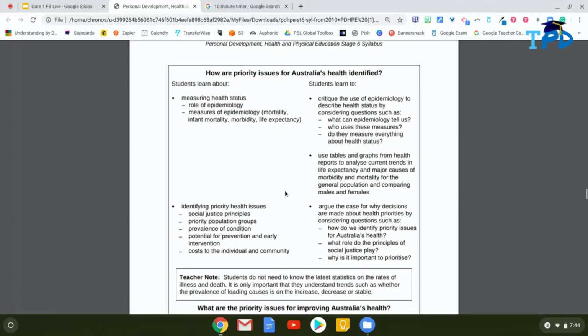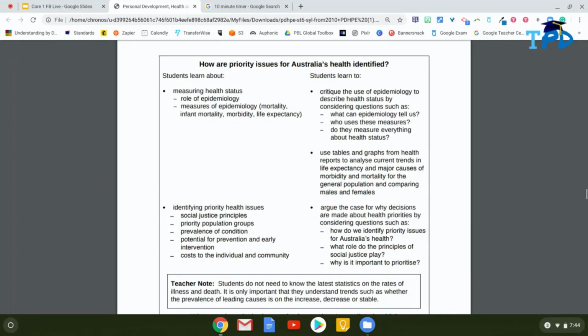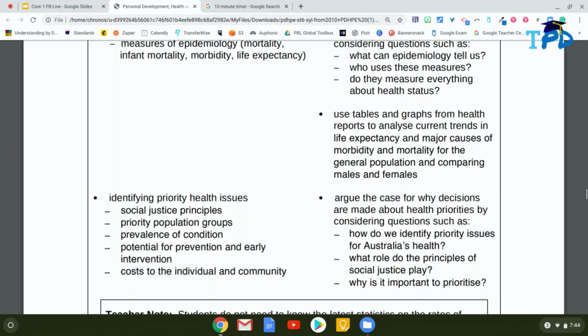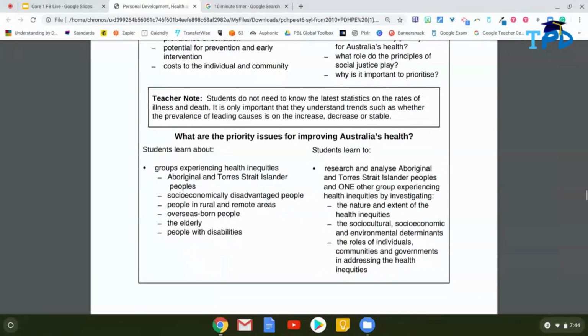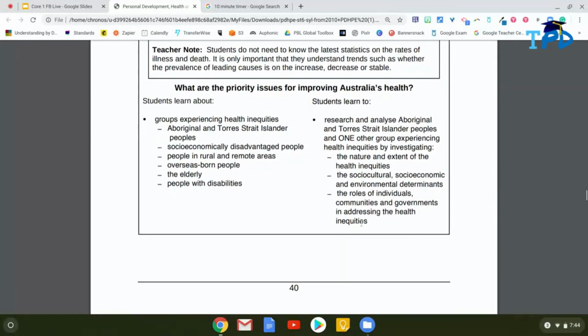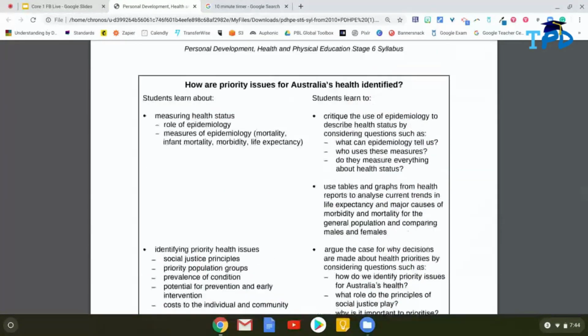So this is our syllabus. I can just zoom in here, and you can see that these are our priority health issues or priority population groups. As we scroll down, here are our groups. I'm going to talk a bit more about the elderly here. You'll see on the right, the nature and extent of the health inequities is all about coming back up your syllabus and having a look at the epidemiology around the elderly and what the major things are.